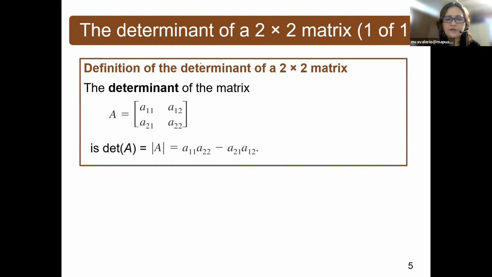Now, how do we define the determinant of a 2 by 2 matrix? So the determinant of a matrix A, which consists of the entries A sub 11, A sub 12, A sub 21, A sub 22, is defined to be the difference between the products of the diagonal entries. That is, you have your A sub 11 multiplied to A sub 22 minus A sub 21 times A sub 12.